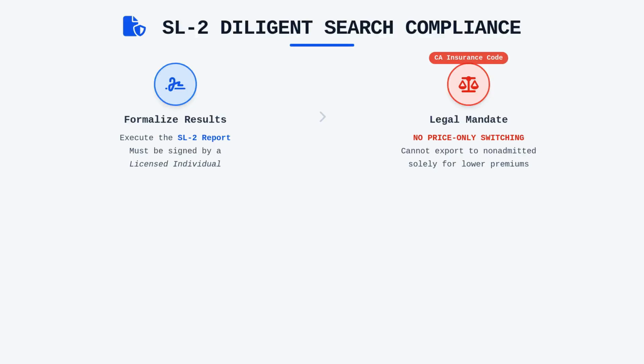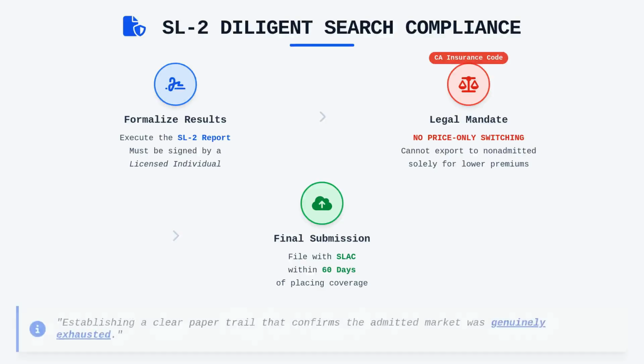Price competition cannot justify bypassing admitted carriers if those carriers are willing to accept the risk. The broker must file this report with the Surplus Line Association of California within 60 days of placing the coverage, establishing a clear paper trail that confirms the admitted market was genuinely exhausted.